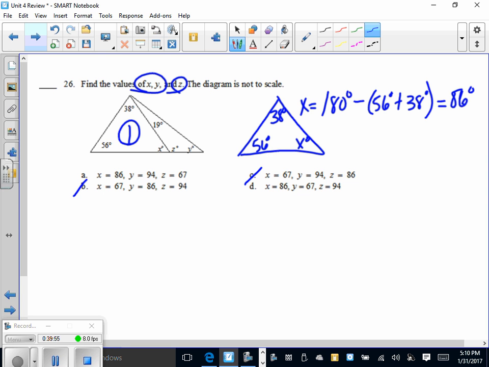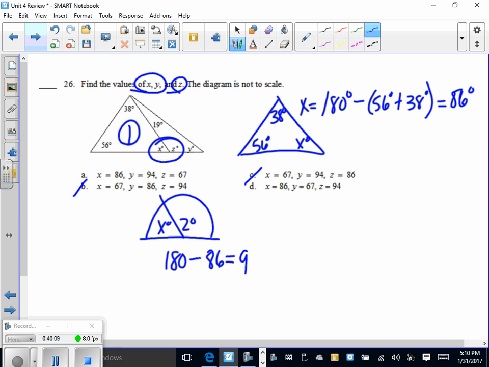Okay? Then X and Z form a straight line, which means they add up to 180. So 180 minus 86 degrees is going to be 94 degrees. And that is Y. So we're still either A or, actually it was A or D. D is incorrect. A is correct. So you really don't have to do Z.